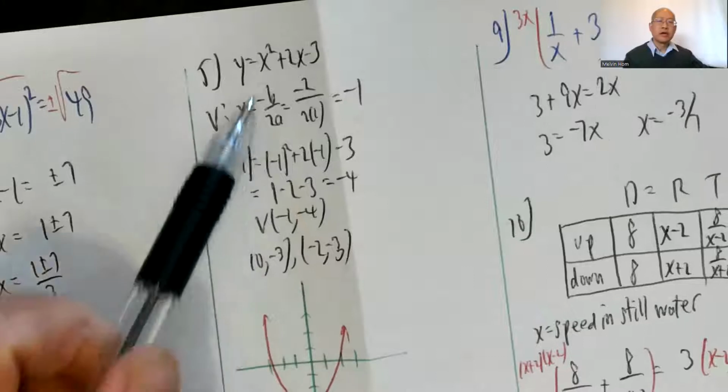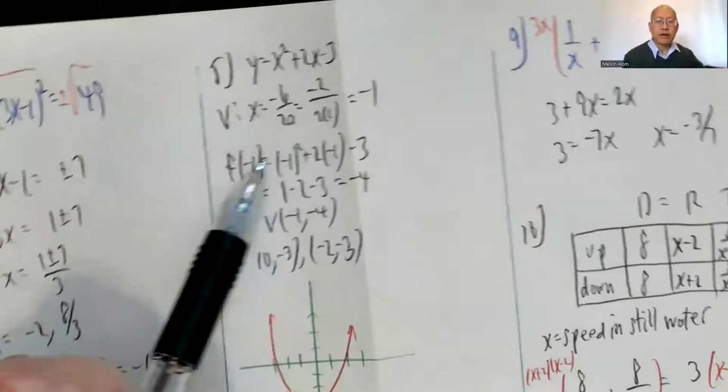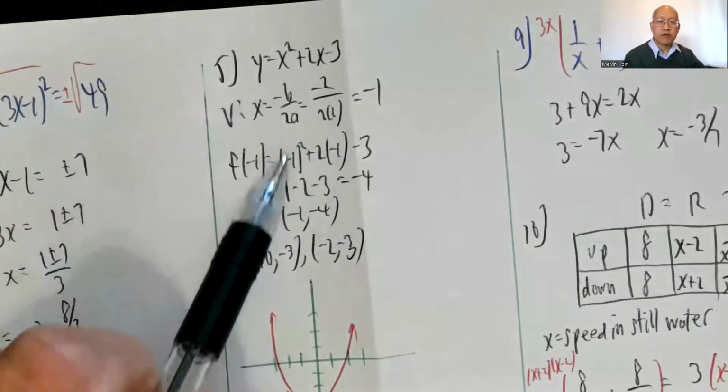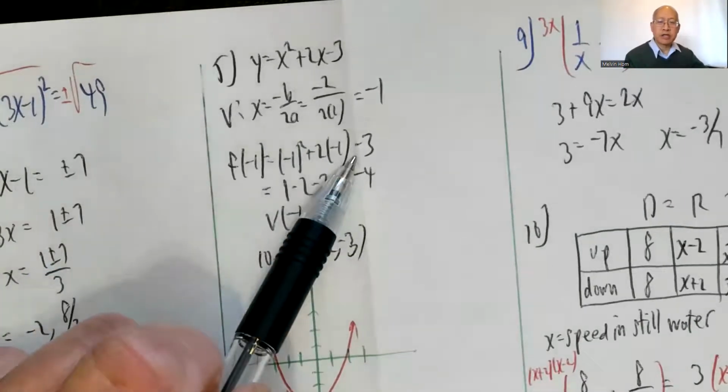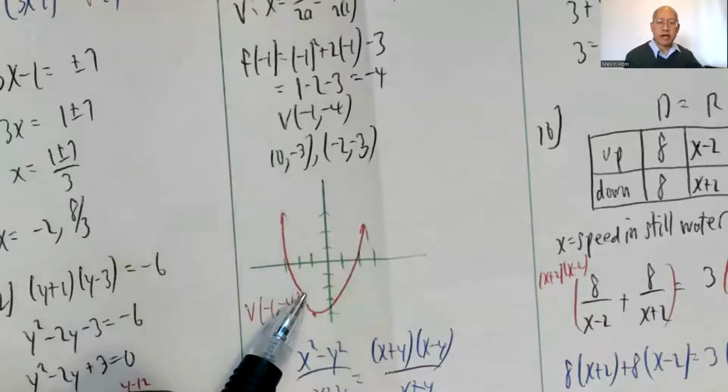Number 5, the vertex is at negative b over 2a. So that's negative 2 over 2 times 1, or negative 1. The function value at negative 1, plug in negative 1. Negative 1 squared plus 2 times negative 1 minus 3 is 1 minus 2 minus 3, which is negative 4. So my vertex is at negative 1, negative 4.